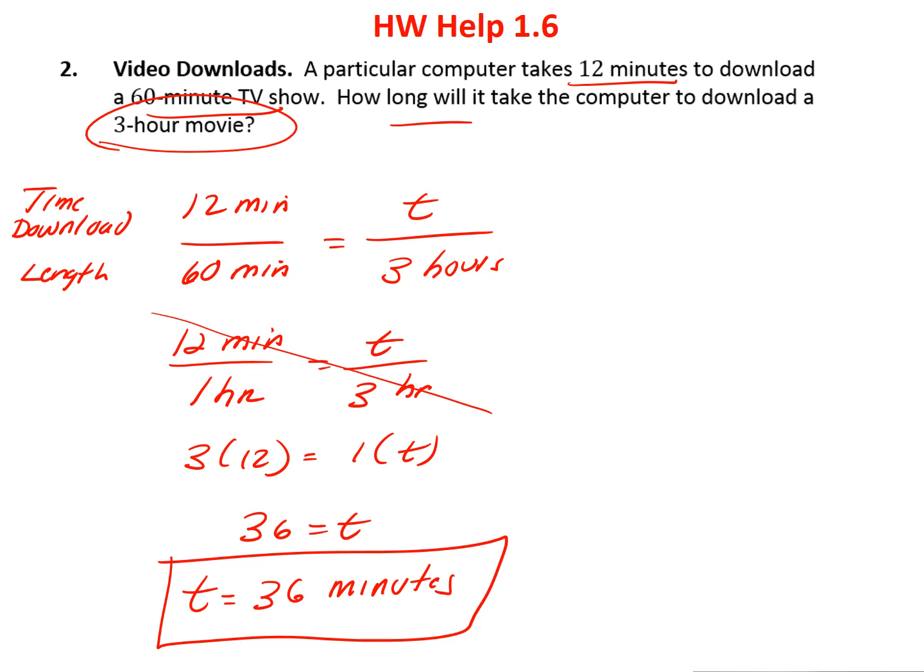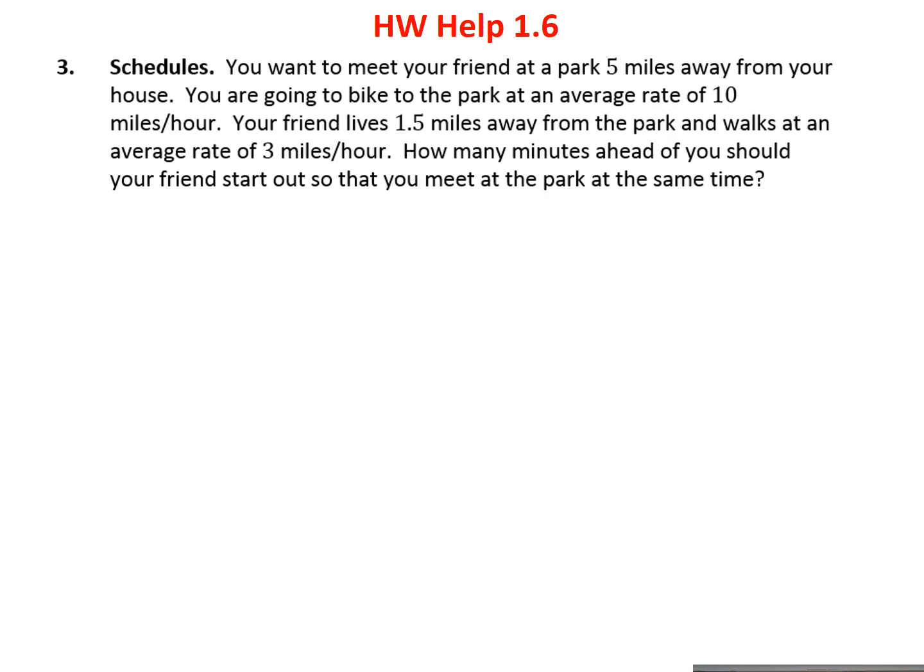All right. Remember, when you're setting up the proportions, make sure that when you go across, you're dealing with the same units in the same part of the proportion. In this problem, it says that you want to meet a friend at a park that is 5 miles away. And you're going to bike to the park, and you're going 10 miles per hour. Your friend, however, only lives 1.5 miles away, but he's going to walk at 3 miles per hour. And the question is, how many minutes ahead of you should your friend start out so that you get to the park at the same time? Well, this is a fairly simple problem, although it involves several parts.